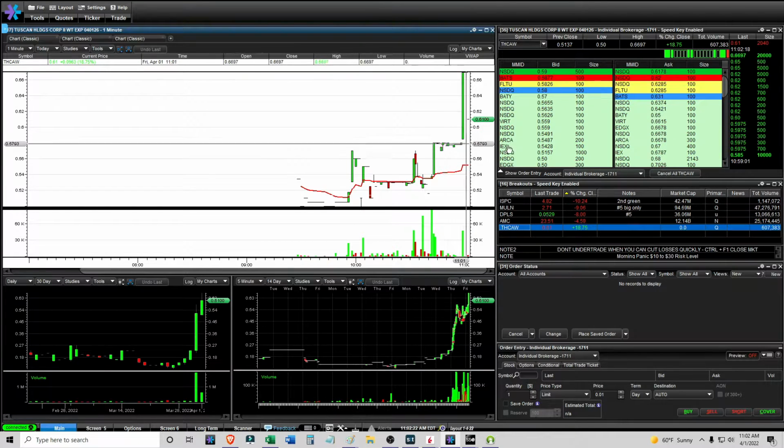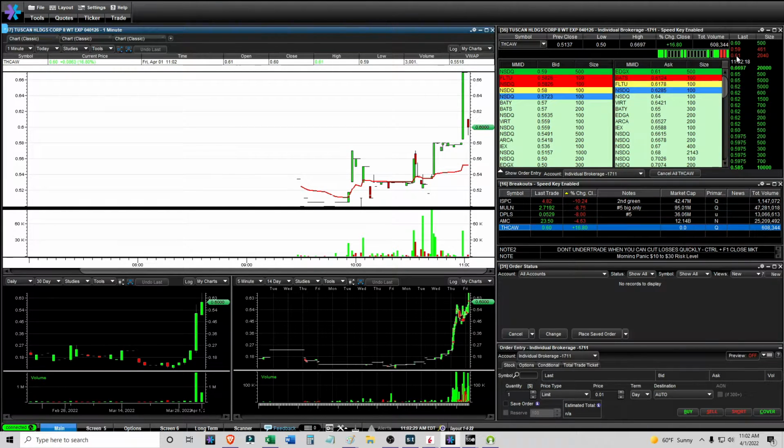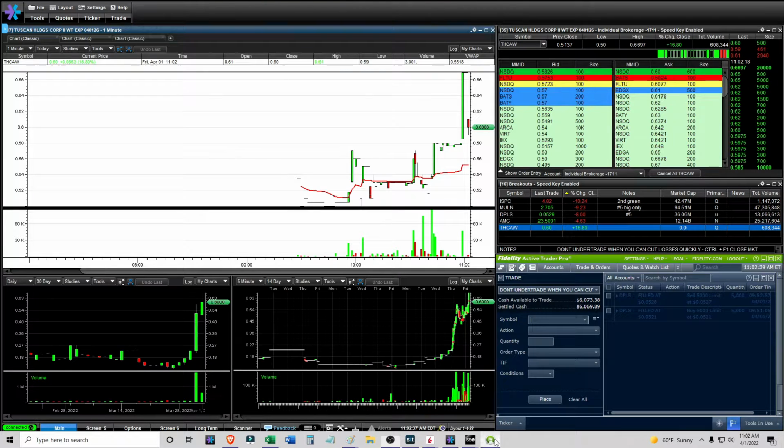Look at the way how it broke the day high and it just shot up. This is like a super, super low float OTC. That is just crazy. And I wanted to trade much more shares here than I did with ISPC, because this is on my Fidelity account.